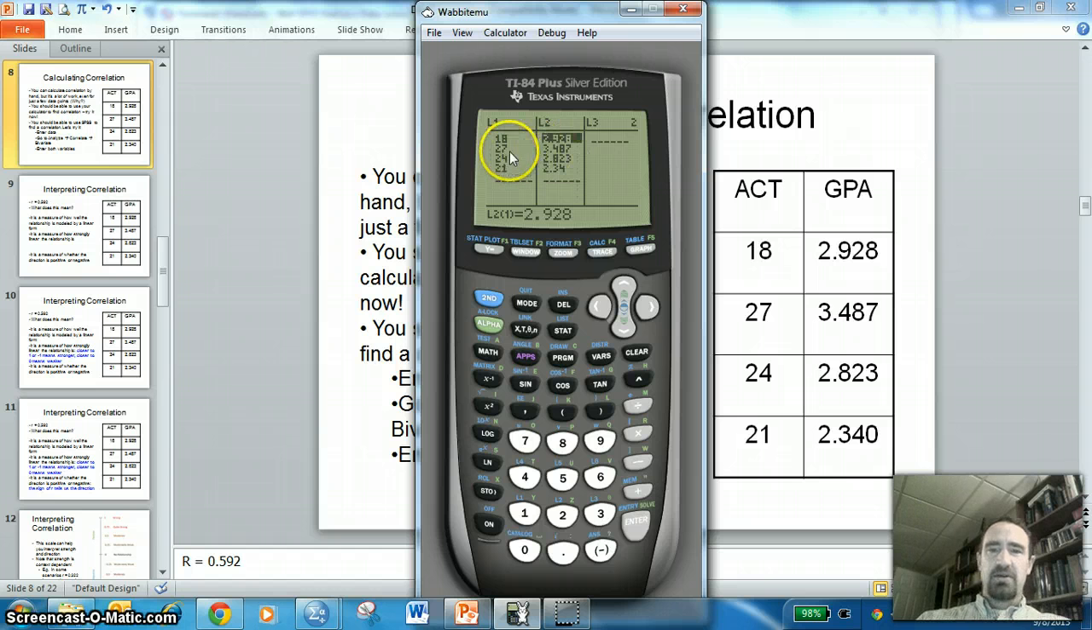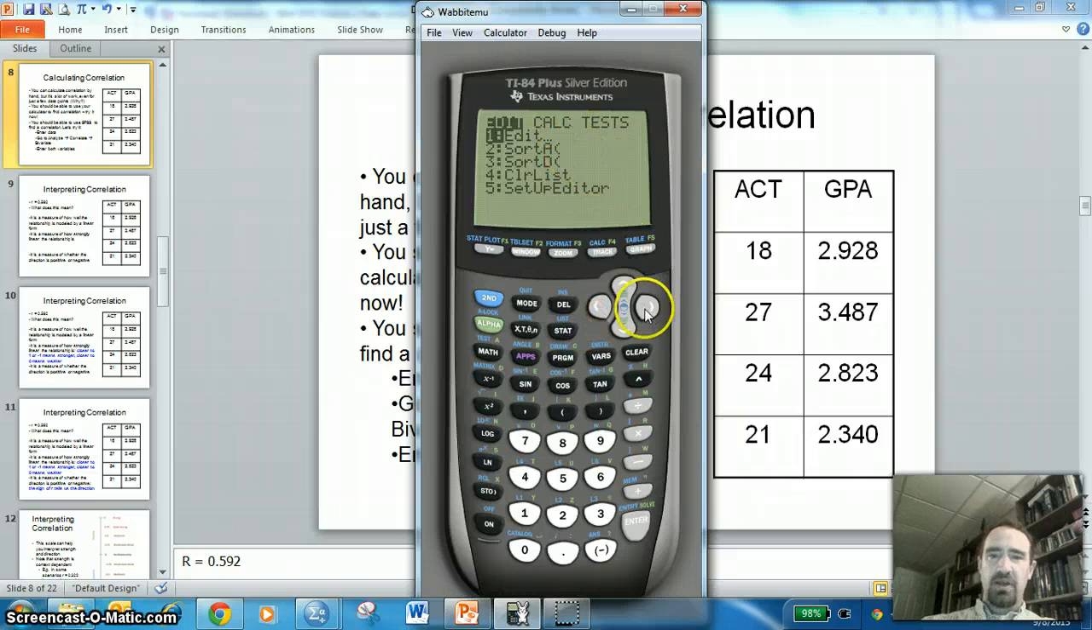Once your data is entered, press Stat again and go over to the Calc menu and go down to option number 4. If you're on an 83, it might be a different number, but LinReg is what we want. L-I-N Reg. I'm going to hit enter. Mine asks which lists you want, L1 and L2, and whether you want a frequency list or to store the equation. I don't want to do those things, but I want L1 and L2, and then I'm going to hit calculate. And here it is.